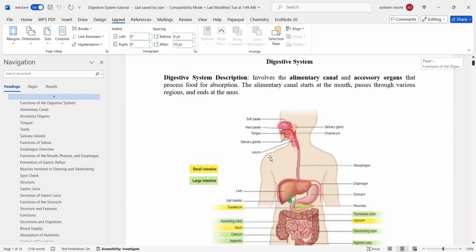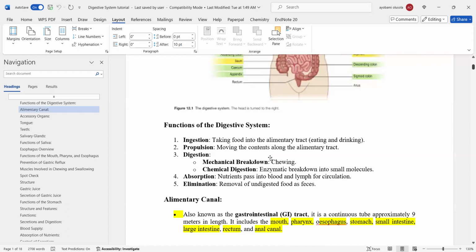So let's take a look at the functions of the digestive system. Number one, ingestion. This refers to the taking in of food into the alimentary canal. It's eating or drinking. We have propulsion. Propulsion is the movement of the content along the alimentary tract. When you swallow, peristaltic action moves the food along the alimentary tract.